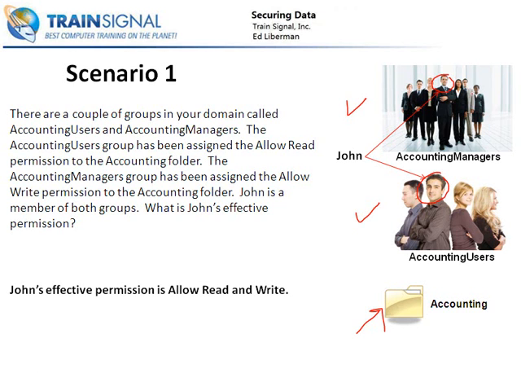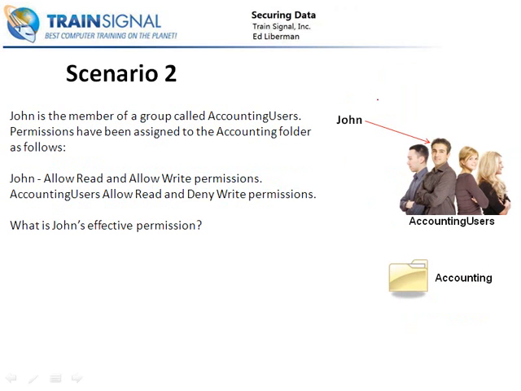He received the read permission by being a member of accounting users. He received the write permission by being a member of the accounting managers. Alright, let's look at another scenario. Now, John is a member of a group called the accounting users. Permissions have been assigned to the accounting folder as follows. John individually has been allowed read and allowed write permission.